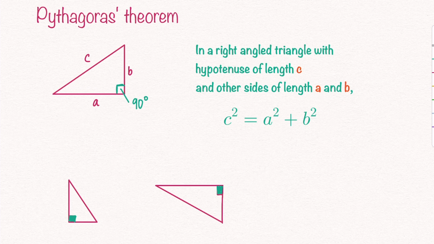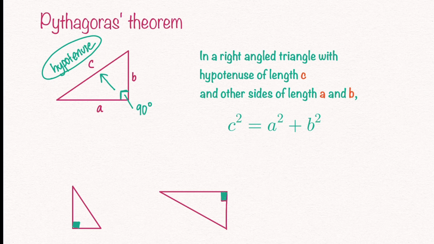Now in a right-angled triangle, the side that is opposite to the 90-degree angle, so for the large triangle over here, the side that is opposite to the right angle, this is called the hypotenuse. And the hypotenuse is the longest side of a right-angled triangle, and that is opposite to the right angle.